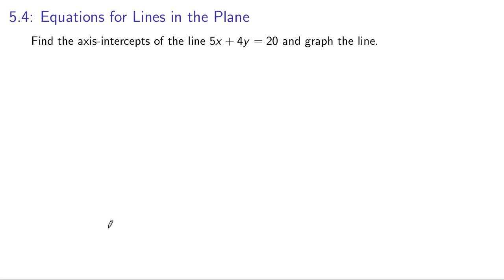Find the axis-intercepts of the line 5x plus 4y is 20 and graph the line. Okay, so the axis-intercept. What value does x have when y is 0? That'll tell us the x-intercept, because the x-axis is where y is 0. Maybe this would be best if we go ahead and draw our lines for graphing using a ruler.